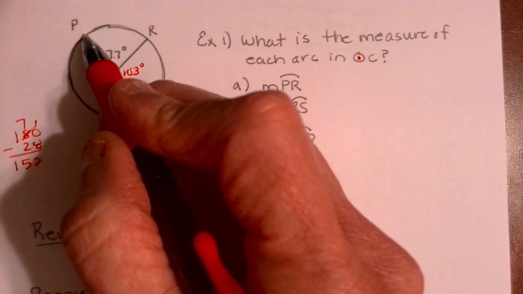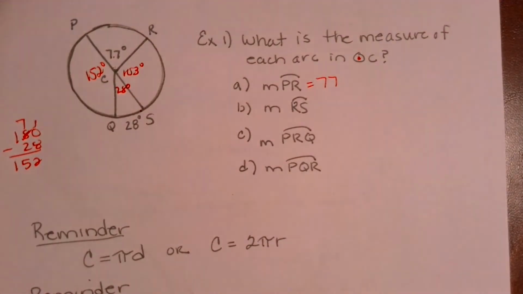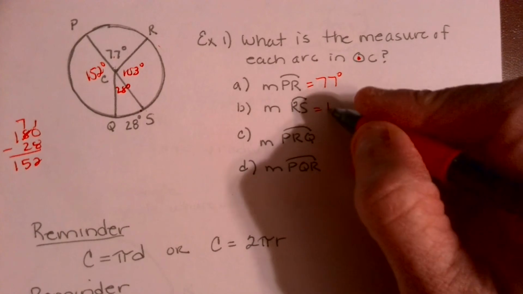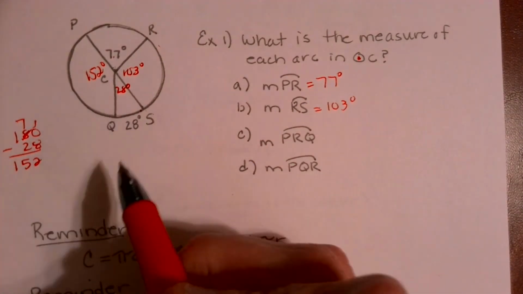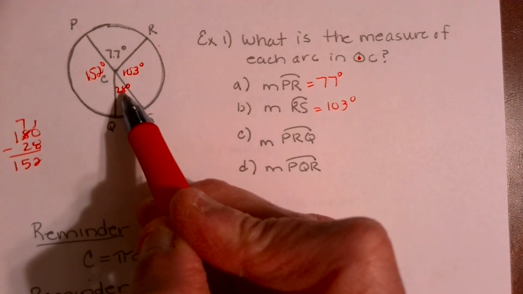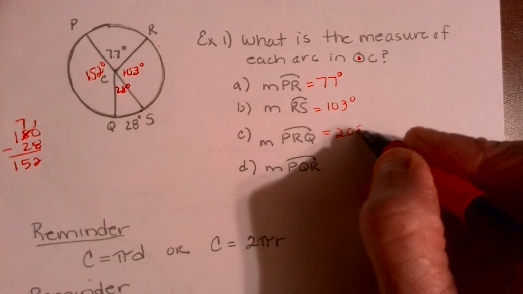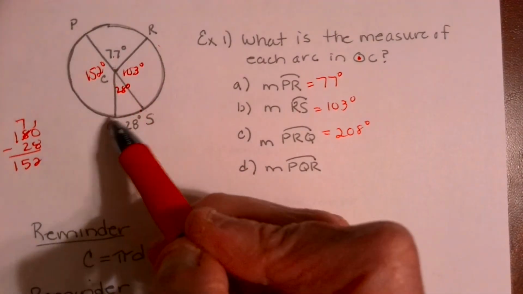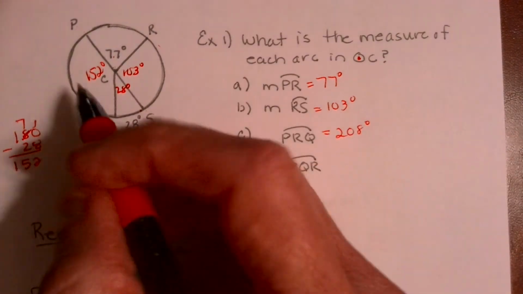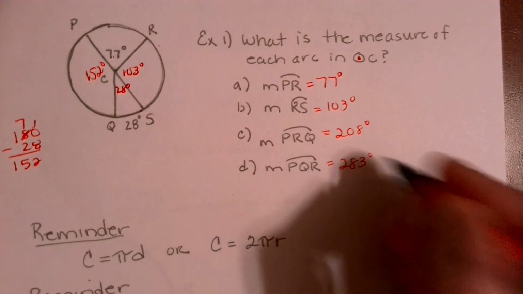So arc PR is going to be the same as its central angle, 77. The measure of arc RS is going to be 103. The measure of arc PRQ is going to be these three added together, or 360 minus the 152. Either way, it should come out to 208. And arc PQR, going the long way around, is 360 minus the 77, or you could add these together, which I think is the longer way, but that should be 283 degrees.